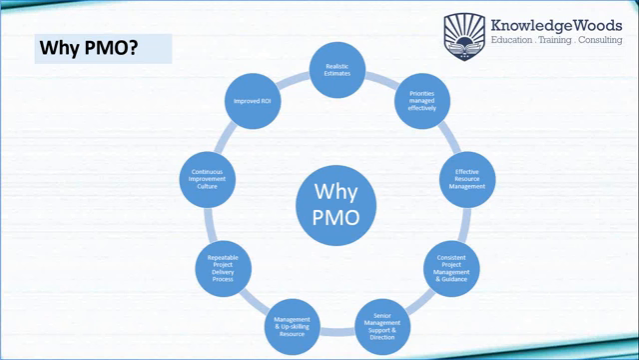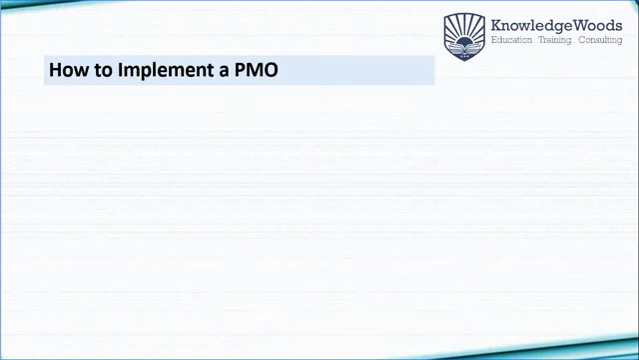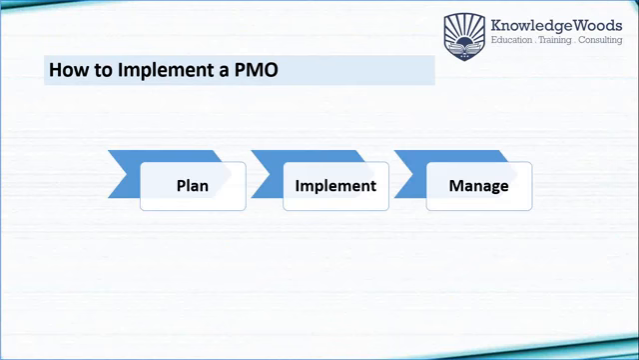Now what should be the approach to set up a PMO? Approaches can be many, but if I typically break down the entire approach to implement a PMO, it can be broken down into three basic stages: the plan stage, the implement stage, and the manage stage. So what do you do in each of these stages? There are various processes which could be followed sequentially, and there are various processes among these stages which could be done in an overlapping manner.